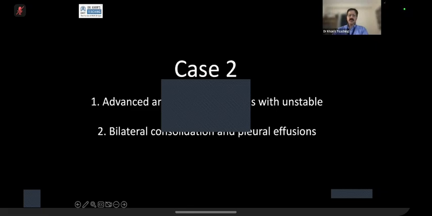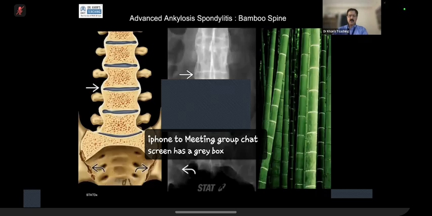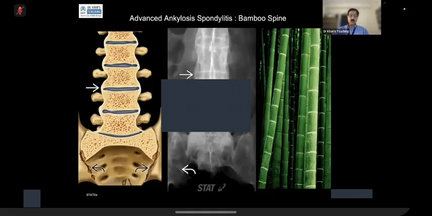So this is a case of advanced ankylosing spondylitis with unstable thoracic fracture, bilateral consolidation and pleural effusion. That is just an incidental finding. What I mean is that I have not kept the case because of that. Now, what happens now, the findings of acute or advanced ankylosing spondylitis. So I'm not teaching acute or early ankylosing spondylitis.